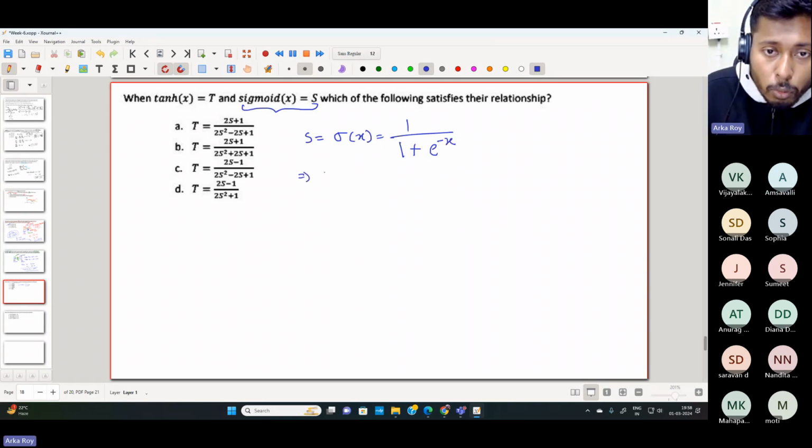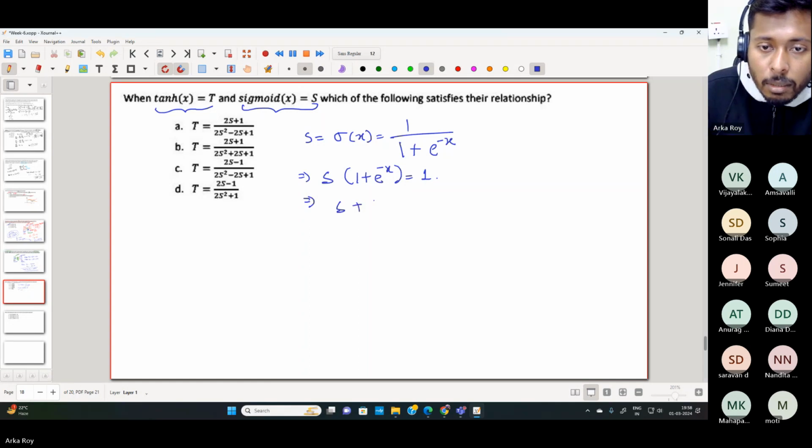So let us just do some numerical operations. The question states that you have the tanh function t, you have the sigmoid function s, and what is the relationship between t and s? So s multiplied with 1 plus e to the power minus x is equal to 1. So I can write that s plus s into e to the power minus x is equal to 1. So s into e to the power minus x is equal to 1 minus s, and then e to the power minus x is 1 minus s by s.